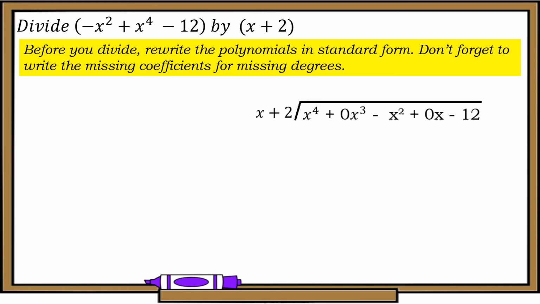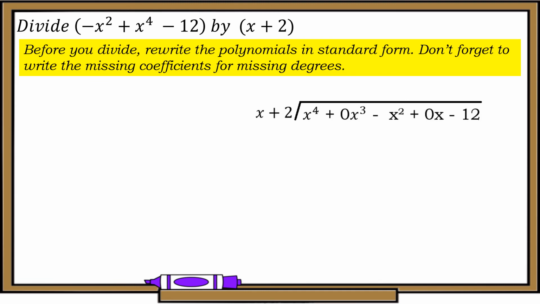So, our dividend now is x to the 4th. Bakit ako naglagay ng 0x cubed here? Kasi ang highest exponent ay 4. So, x to the 4th. Ang kasunod ng x to the 4th ay x cubed. E dito sa ating dividend, walang x cubed. Kaya maglalagay tayo ng plus 0x cubed.